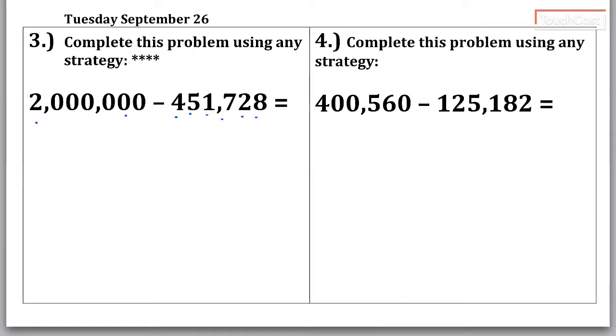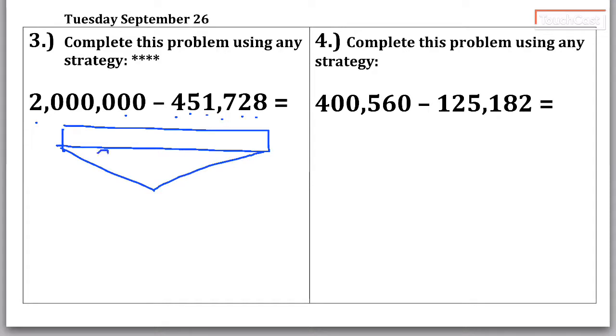451,728. So the first thing we're going to do, just so that we can visualize this problem, we're going to set up a number line, or not a number line, a tape diagram, okay? And our whole is 2 million. So I'm going to write 2 million, oops, that looks like a decimal, which is going to be split into 2 parts. So in all we have 2 million, which is split into 451,728, and then something else.